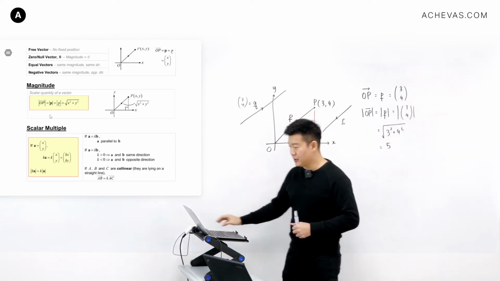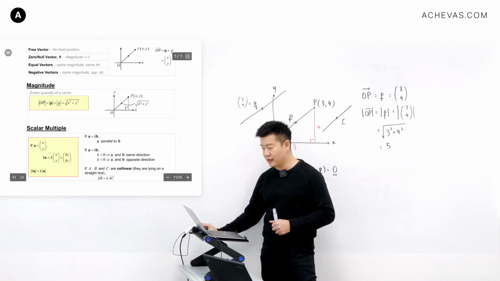So in general, if you are given a position vector or if you are given a column vector, then the magnitude of that vector is going to be the square root of x squared plus y squared, like what I've indicated here.